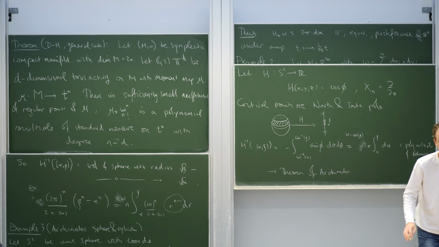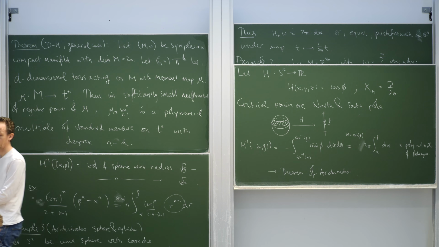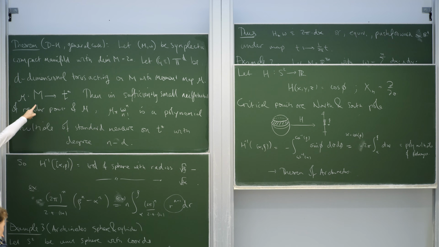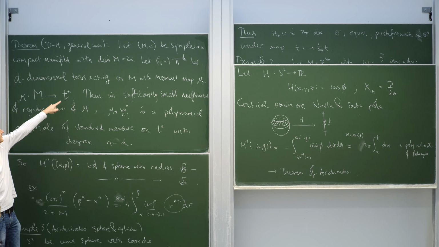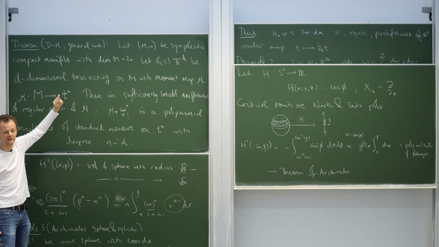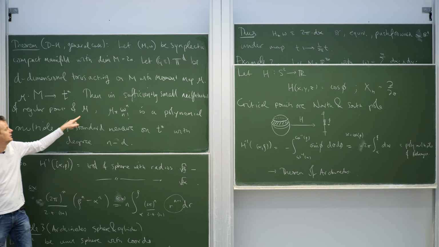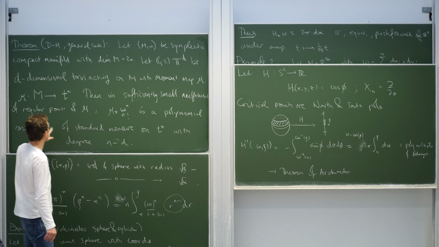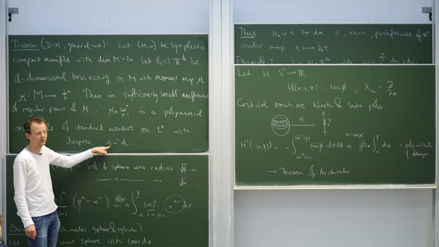concerns now a torus action, so not just a standard Hamiltonian action by one vector field, but really, if you like, n independent vector fields. So you'd have a symplectic manifold, it has a torus action, and the torus is a d-dimensional torus. And it's a Hamiltonian G-space, meaning there's a moment map, which satisfies all the requirements of a moment map. T star here is proportional to R^d, because the Lie algebra of the d-dimensional torus is just R to the power d. Then, in a sufficiently small neighborhood of a regular point of mu, this Duistermaat-Heckman measure is a polynomial multiple of the standard Lebesgue measure on T star with a degree n minus d. So the bigger d, the lower the degree.